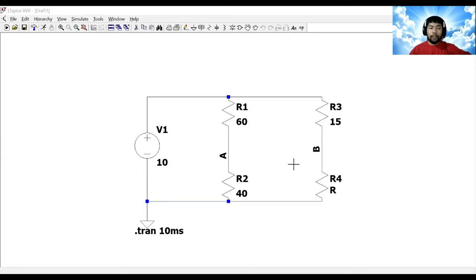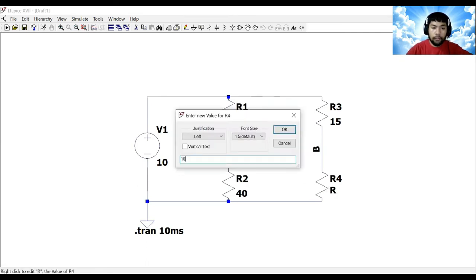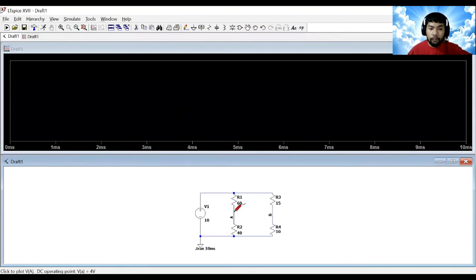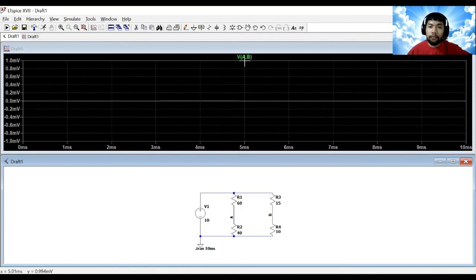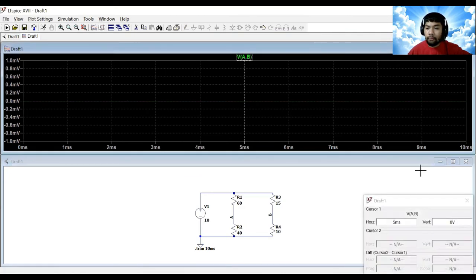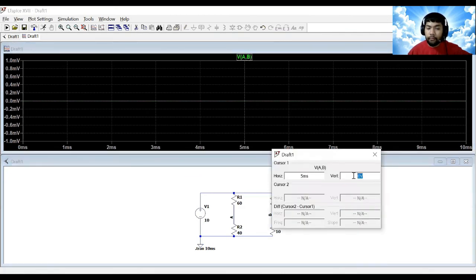Now, we are going to run the simulation of the Wheatstone bridge circuit using the calculated 10 ohms from our calculation. We're going to put the value 10, then run the simulation, and note that VA minus VB will be equal to 0. There, we got 0 volts.